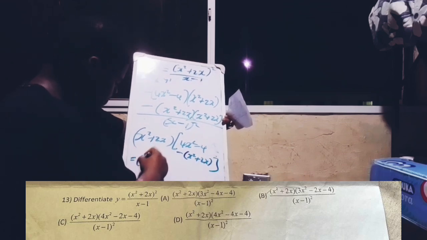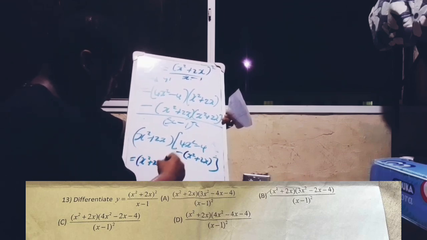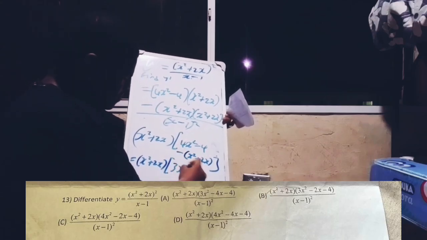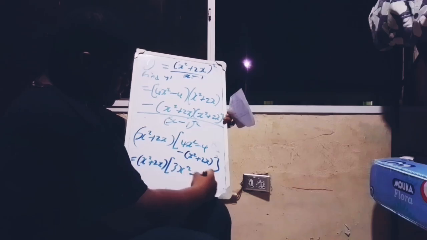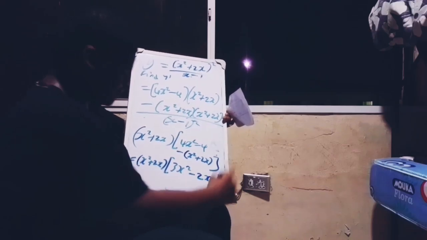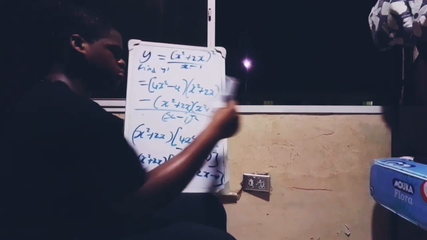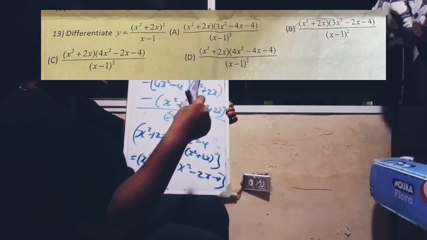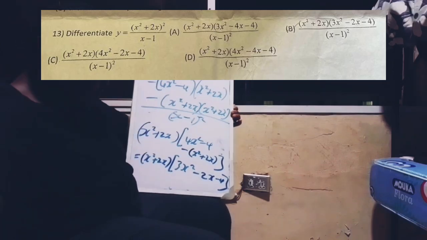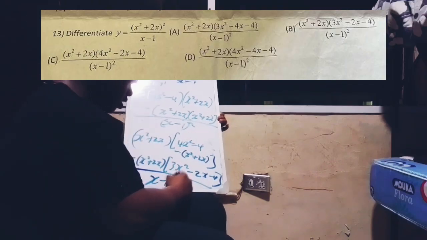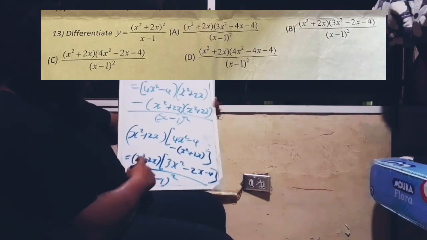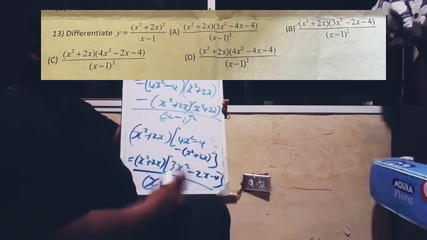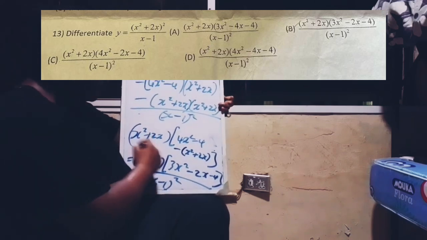This is equal to x squared plus 2x, bracket open, 4x squared minus x squared is equal to 3x squared minus 2x minus 4. And this corresponds to option B. Okay, divided by, don't forget, divided by x minus 1 all squared. So we have x squared plus 2x times 3x squared minus 2x minus 4 all divided by x minus 1 all squared. And that corresponds to option D.